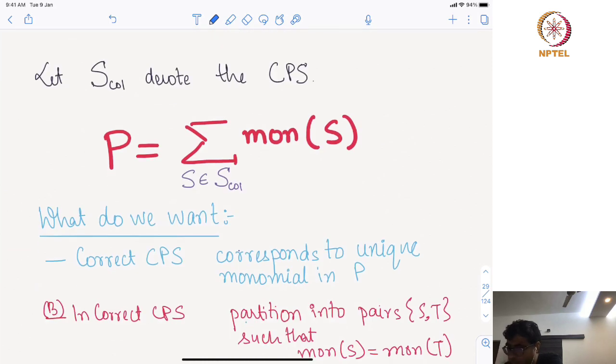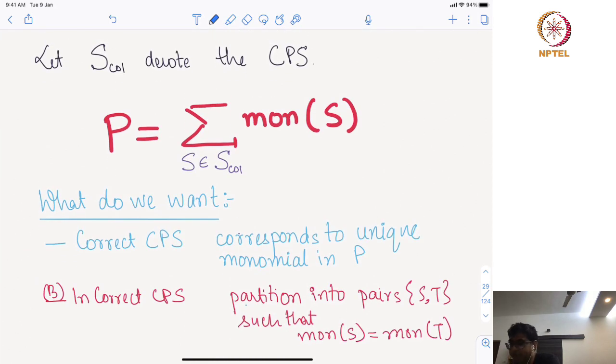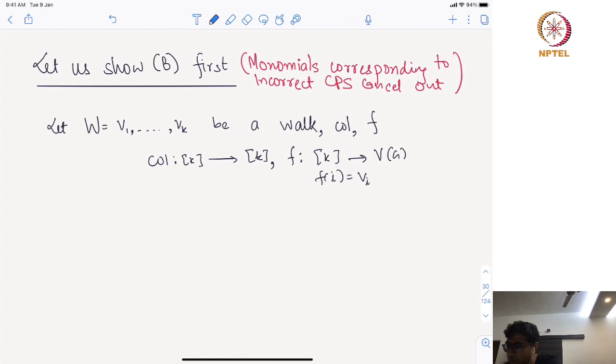So, let S denote the set of CPS. What we wanted is that a correct CPS corresponds to a unique monomial in P, and an incorrect CPS we should be able to partition into pairs S, T such that the monomial of S is equal to the monomial of T. So, let us try to do that. Let us show this first: monomials corresponding to incorrect CPS will cancel out.